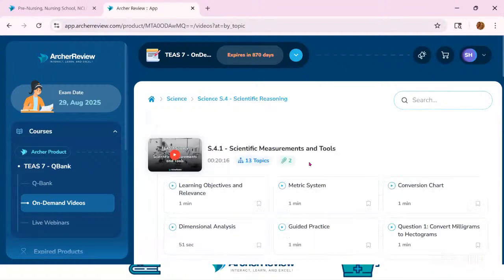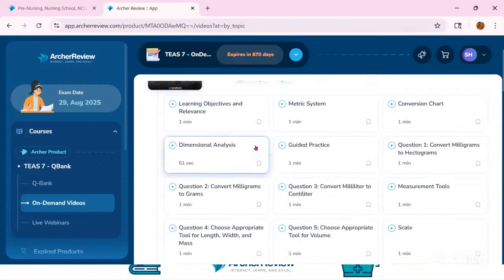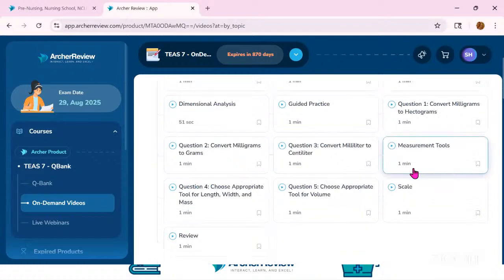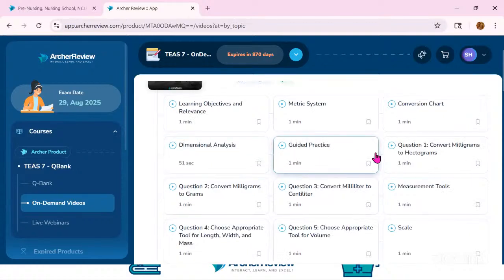So we're in scientific reasoning. I'm just pulling up one of our videos. This is on S4.1, scientific measurement and tools. If you were to watch the whole video, it's right around 20 minutes long. But what we like in these is that what if you just need to remember how to convert milligrams to hectograms? Or what if you need to remember how to look at the appropriate tool for volume? You can go right to that spot. And these are short 1-minute moments in time, so you can get what you need literally on demand.